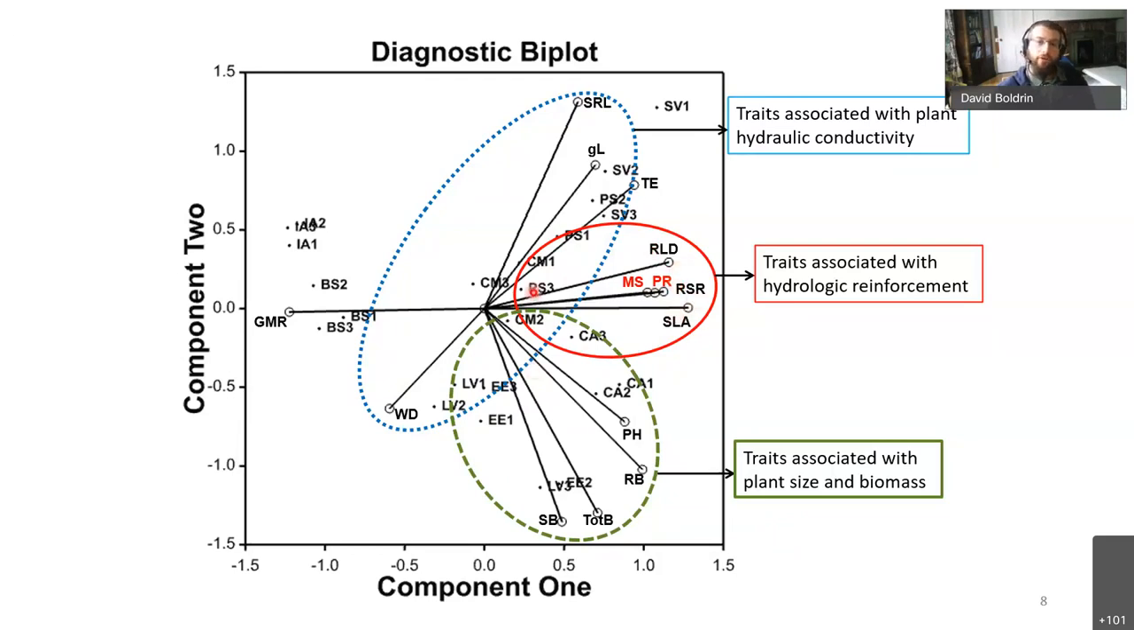Then we have a second group highlighted in green, which groups all the plant traits related to plant size, such as, for example, total biomass. And a last group highlighted in blue, with all plant traits that we can associate with plant hydraulic architecture, such as the leaf conductance to water vapor or the wood density.